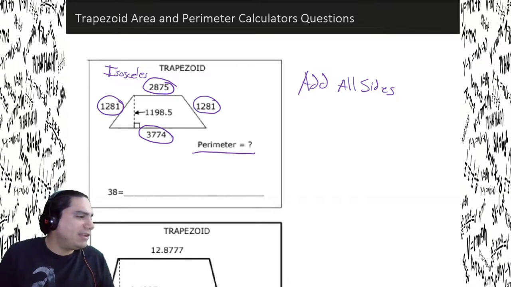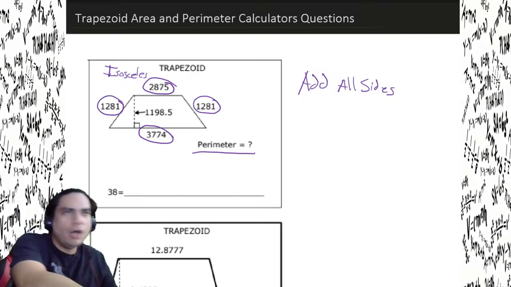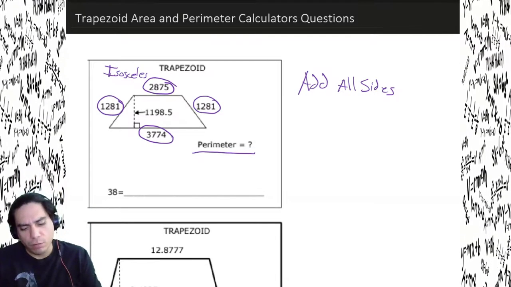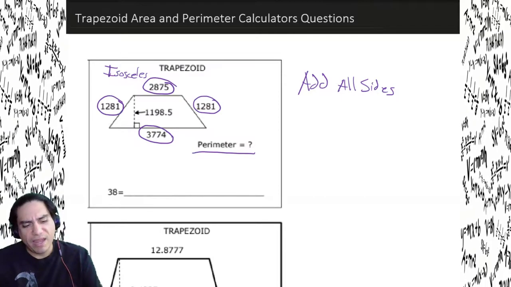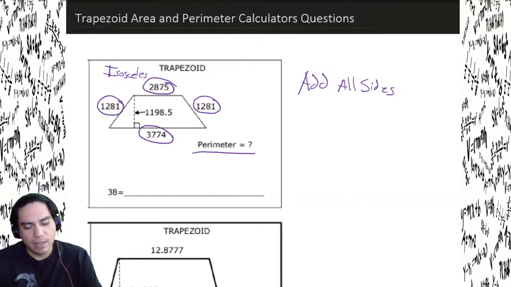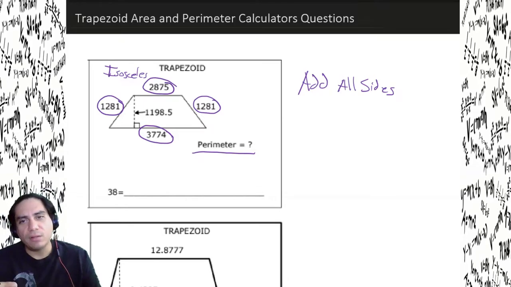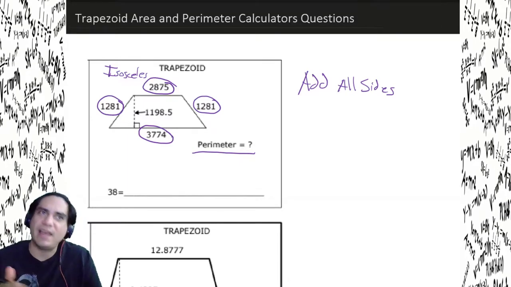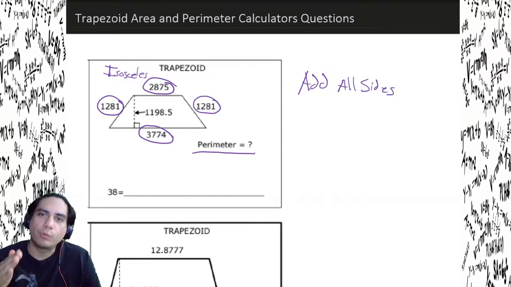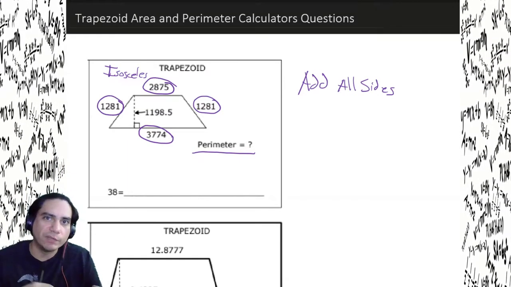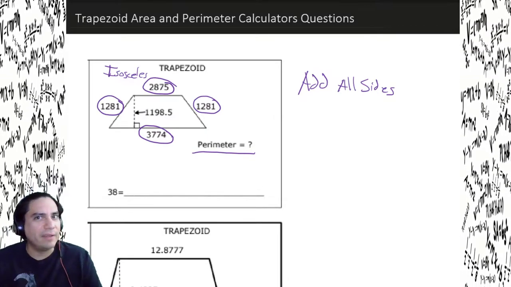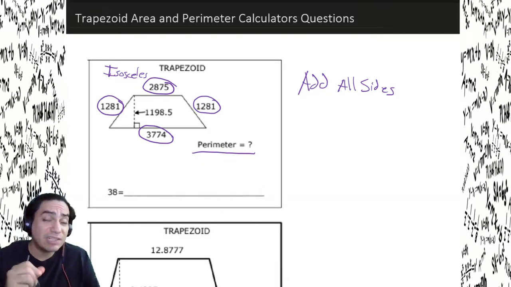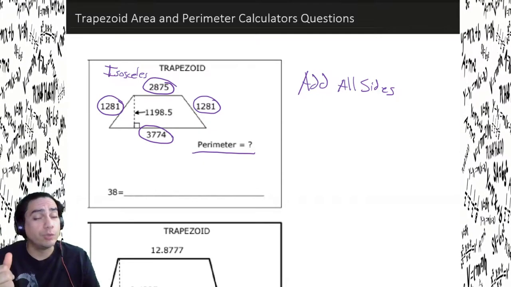Now, I'm going to get my handy-dandy calculator right here, and all we're going to do is just add up those numbers. Now, you may be asking yourself, Mr. Delgado, why didn't we add that 1198 and a half? Well, because that's not the outside of the trapezoid. Remember, perimeter is the distance around a figure. It's not what's inside of a figure. Now that 1198 and a half is actually going to be super crucial when we start doing these area formulas.